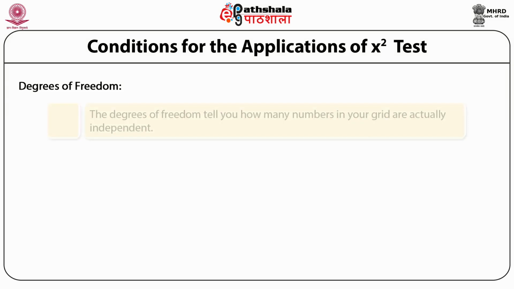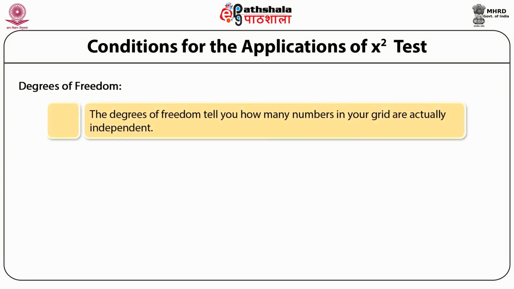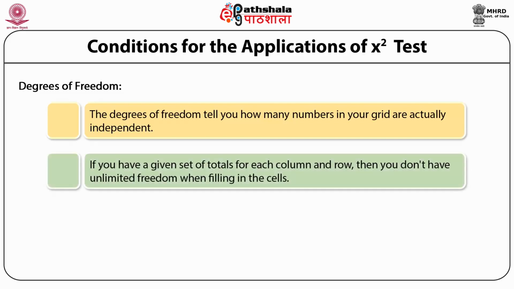Degrees of freedom. It tells you how many numbers in your grid are actually independent. For a chi-square grid, the degrees of freedom can be said to be the number of cells you need to fill in before, given the totals in the margins, you can fill in the rest of the grid using a formula. If you have a given set of totals for each column and row, then you don't have unlimited freedom when filling in cells. You can only fill in a certain number of cells with random numbers before the rest just becomes dependent on making sure that the cells add up to the total.